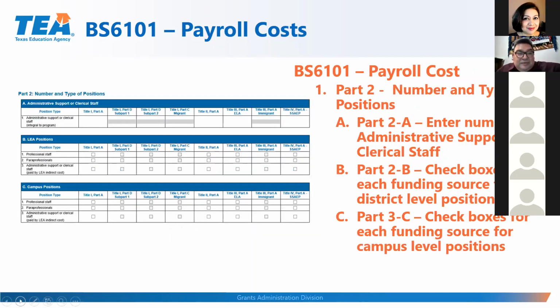Part 2, A is your administrative and support staff. And those are just the number of positions that you're paying out of those funding title sources. If you are split funding a person, you would include them under the different funding sources. How you do time and effort and how you notate that would be up to how you have it defined for the cost objective.